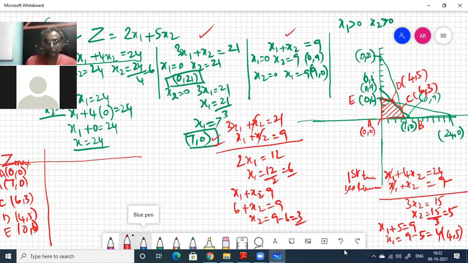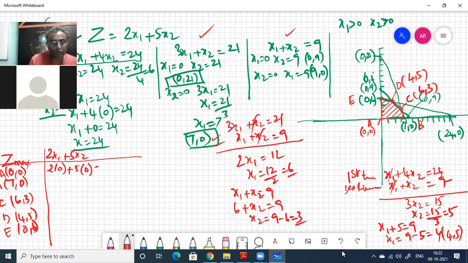What is Z max? 2x1 plus 5x2, that is Z. 2 into 0 plus 5 into 0 is equal to 0. That is the first one. Then 2 into 7 plus 5 into 0, that is 14. Then the third one, 2 into 6 plus 5 into 3. 2 into 6 is 12, 12 plus 15 is 27. That is the third one.